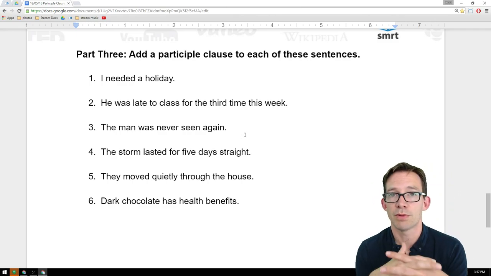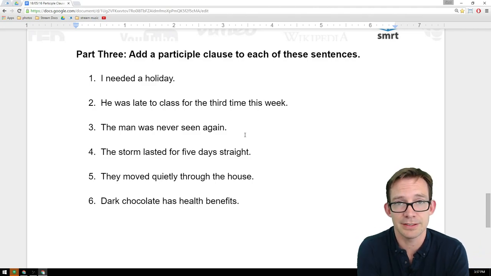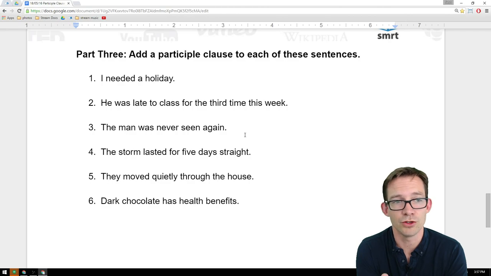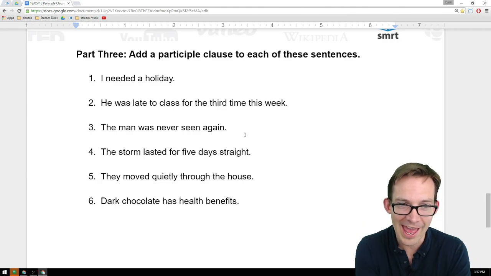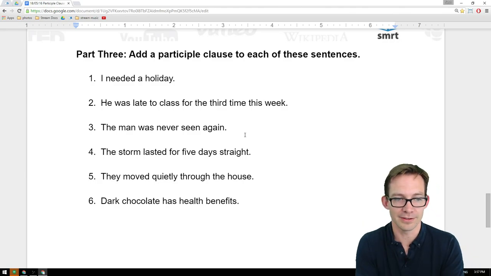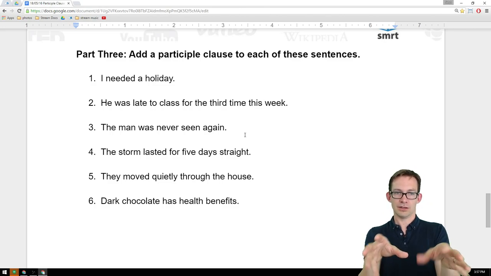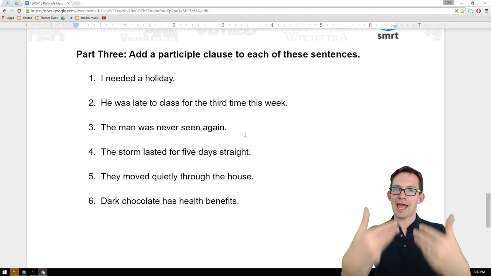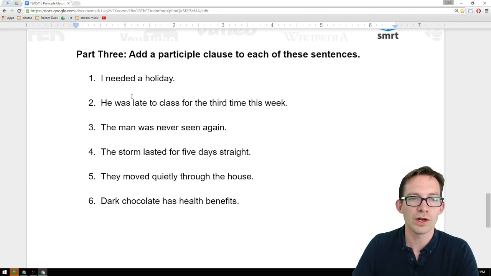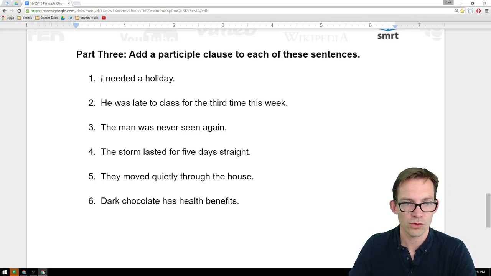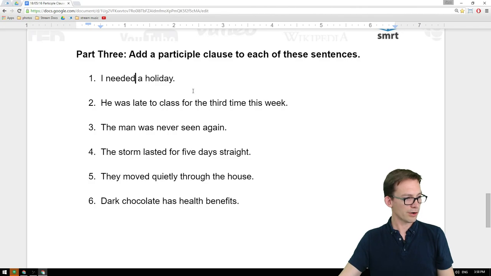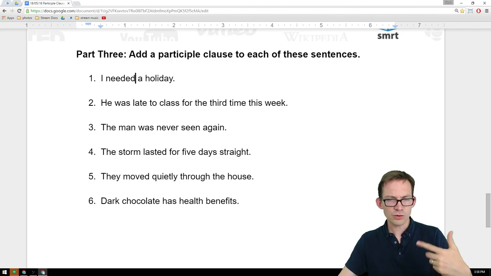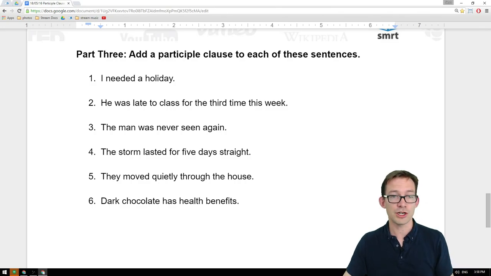Okay, so in part 3, you've got 6 sentences. All you have to do is use your imagination, your talent, and add a participle clause to each of these sentences. I don't want you to change what I've written, only add to it. Number 1 is, I needed a holiday. Before or after or in the middle somewhere, I want you to try to add a participle clause. So just while we have 1 minute or so, try to put a couple in the chat while I'm talking about this one, and then we're going to sign off, okay, guys?